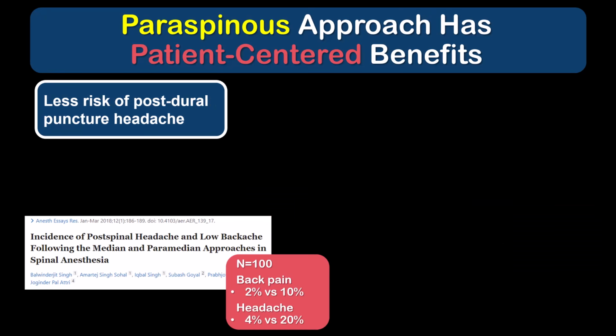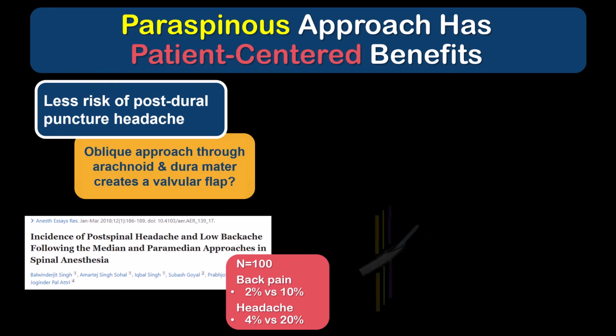In addition, multiple studies, including this one by Singh and colleagues, have found a lower incidence of post-dural puncture headache with paramedian spinals versus midline approaches. It's postulated that the cranial angulation of the needle in a paramedian approach creates an angled and overlapping perforation of dura and arachnoid and perhaps even the flavum. And this may create a valvular flap that prevents or minimizes leakage.